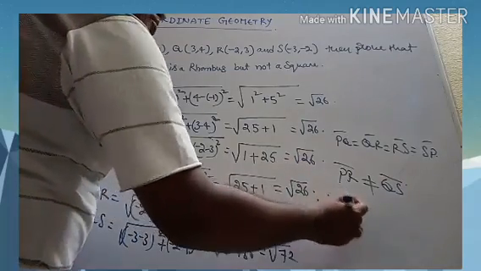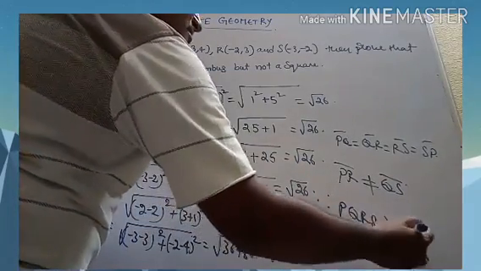You have got like this. Fine. Therefore, it is a rhombus.